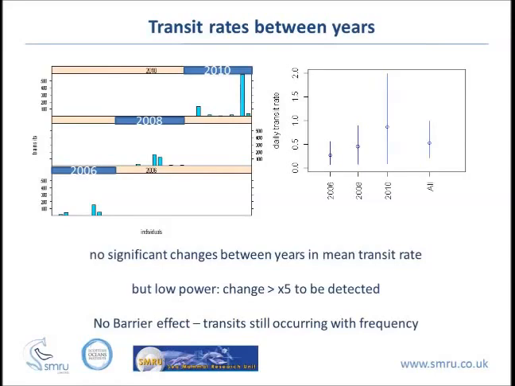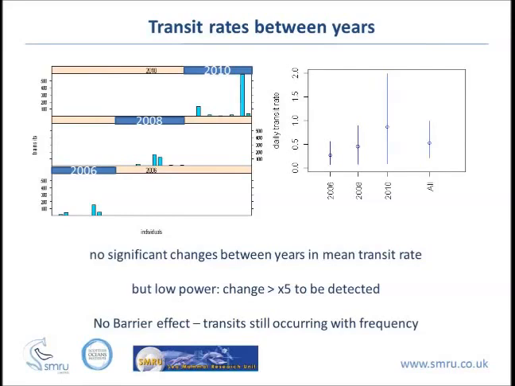So in order to see whether that was happening, we looked at the transit rate of animals in the 3 years. And here you can see that there's quite a large degree of variation in individuals. In the bar chart, each individual seal is a bar, so there should be 12 in each year. Where there's a bar missing, that's a seal that never actually transited at all.